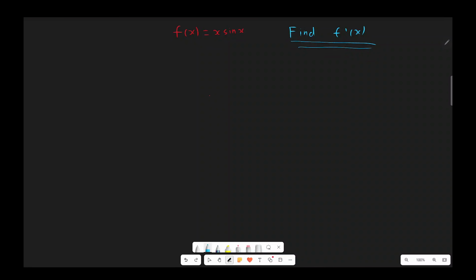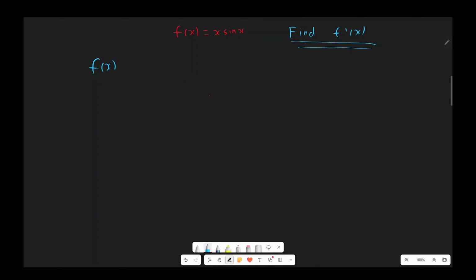Hey, and today we are going to do a derivative of trig functions question using the product rule. And that question is f of x is equal to x sine x, and we need to find f prime of x. So first of all, let's write down the product rule.